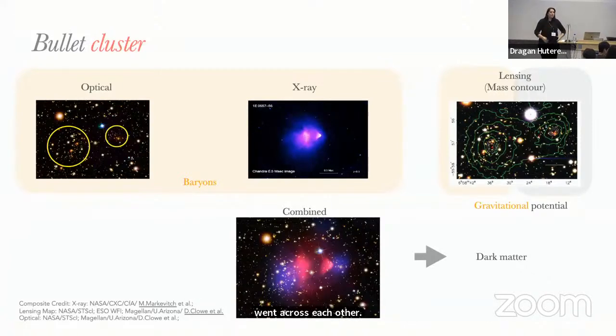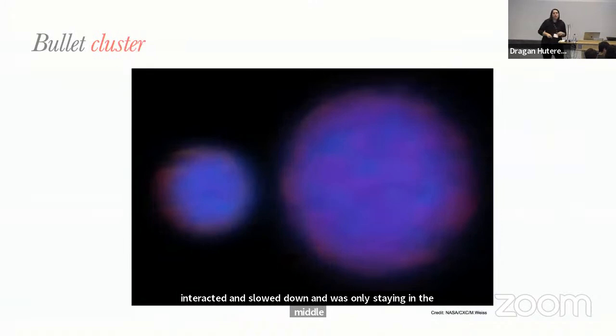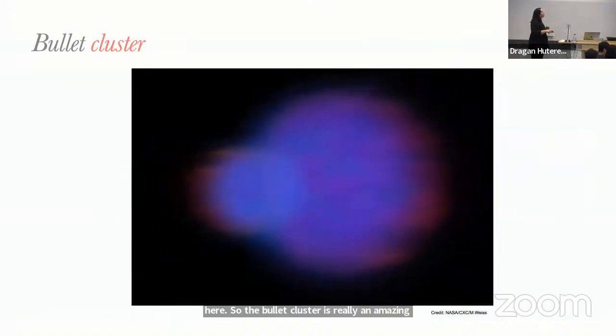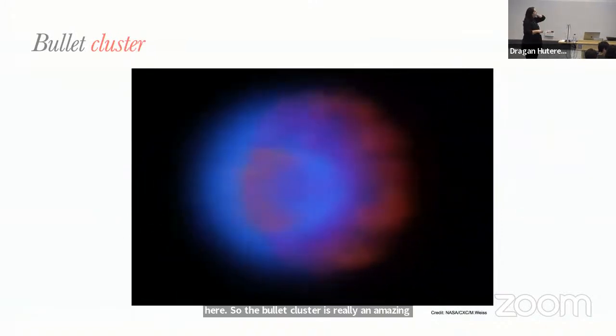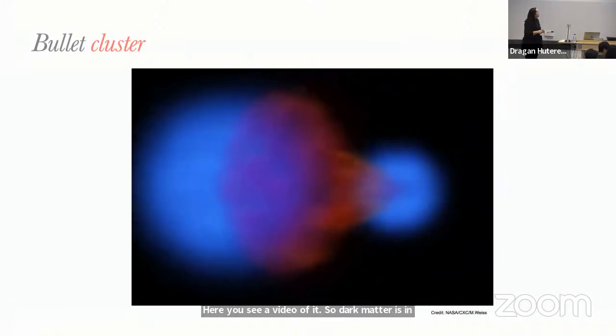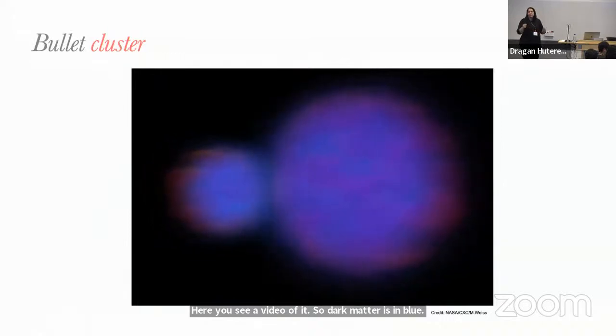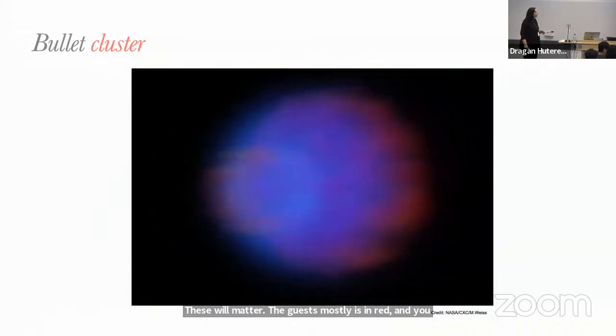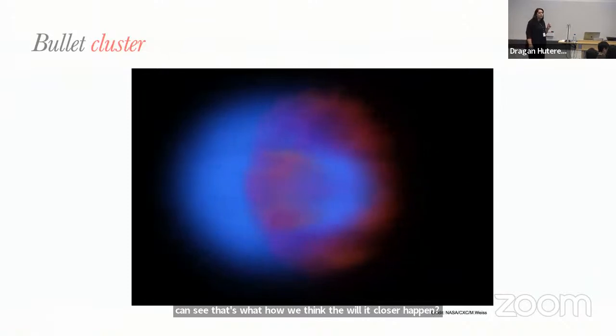There's a lot of dark matter in those clusters, and when those two clusters merge, the dark matter just passed by each other, so it doesn't interact, while the visible matter interacted, slowed down and stayed only in the middle here. So the bullet cluster is really amazing evidence for the existence of dark matter. Here you see a video of it. Dark matter is in blue, visible matter, mostly gas, is in red. And you can see how we think the bullet cluster happened. So this is one of the evidences for dark matter.